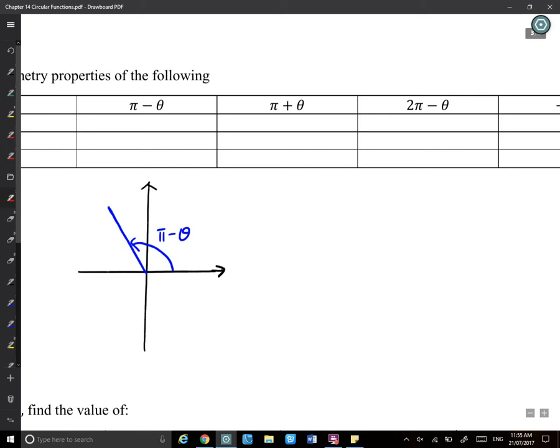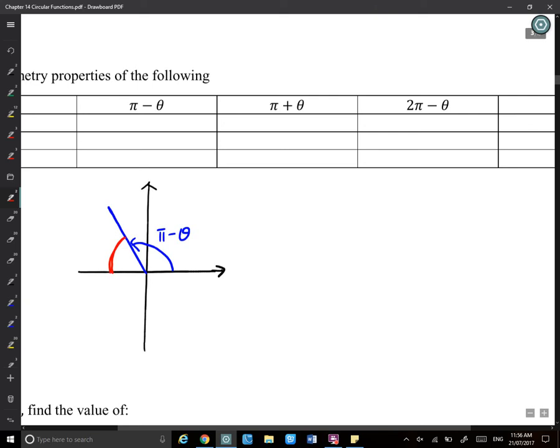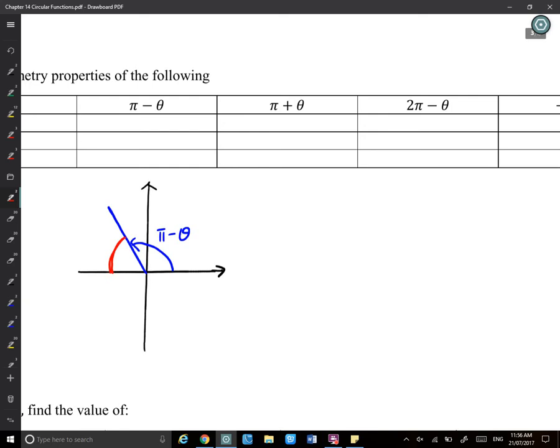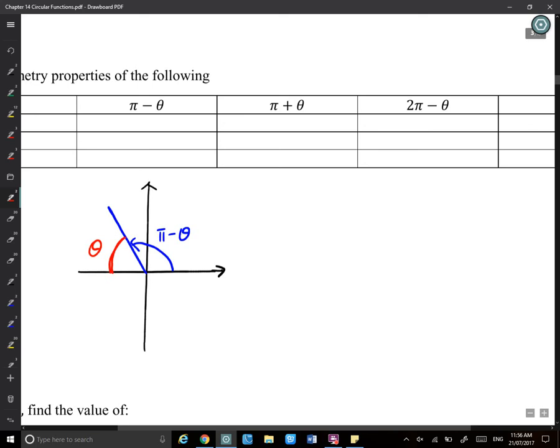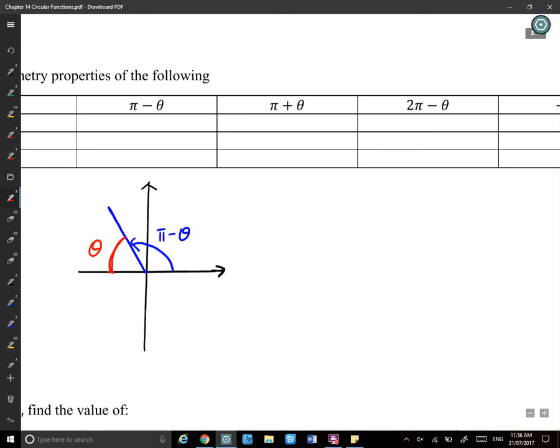So what do you think the reference angle will be for this angle, in terms of theta? Theta. Theta is this angle here, right? It's the angle the line makes with the x-axis. I turn this much as pi, but I need to minus theta, so I go back theta degrees. So this angle is actually theta. The reference angle is theta.